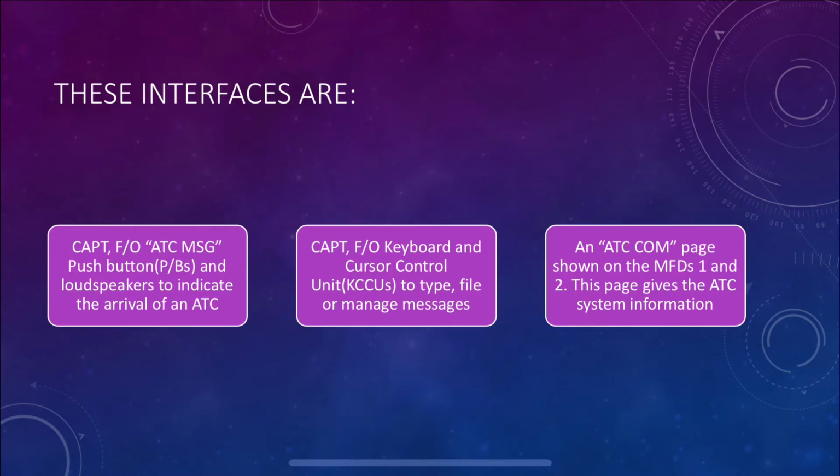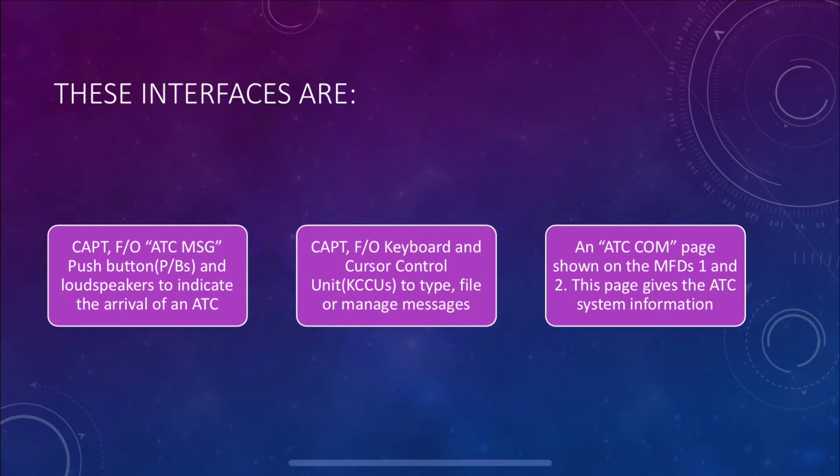So the next slide we are going to talk about the interface that are involved. The first one we can see captain and first officer ATC message, push button and loudspeaker to indicate the arrival of an ATC. The next one, captain first officer keyboard and cursor control unit, KCCU. Basically it is to type, file or manage message. And the last one, an ATC COM page shown on the MFD1 and 2. This page gives the ATC system information.